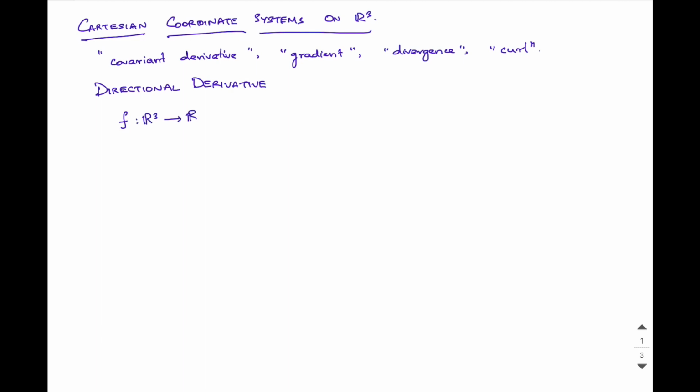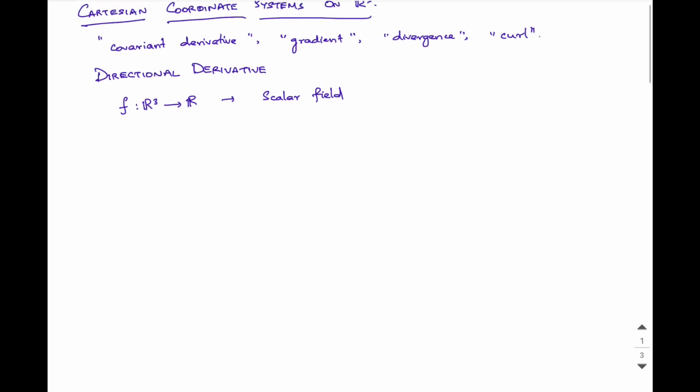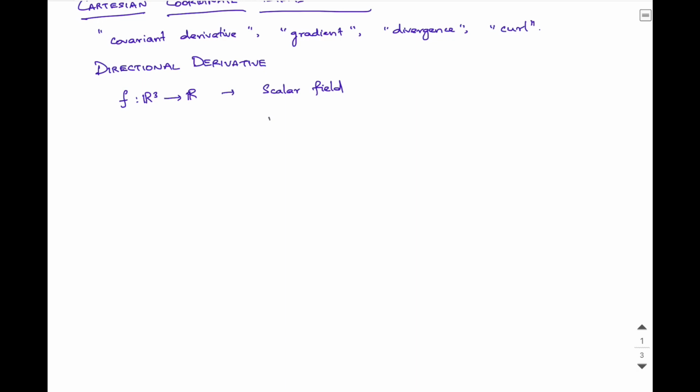Okay, good. So I'm going to first look at a case of a scalar field f from R3 to R. Okay, so remember that this is nothing but a scalar field, and we're going to look at the directional derivative of a scalar field. So let me draw a diagram to illustrate this.